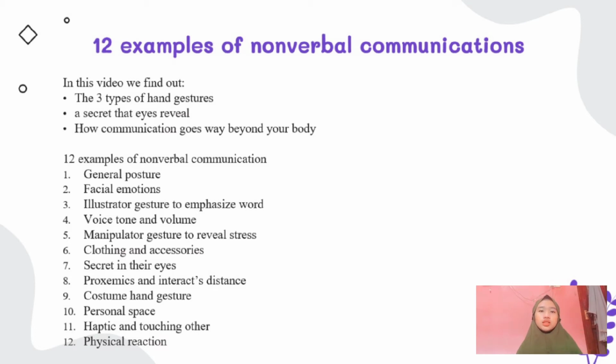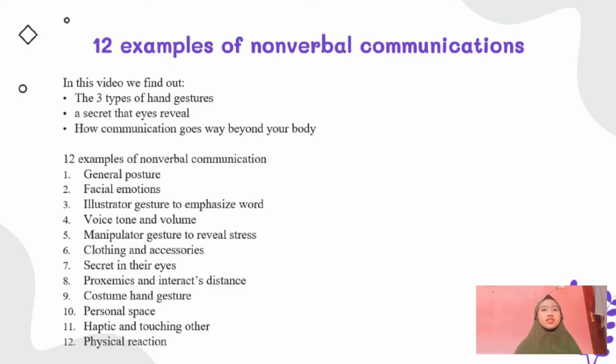9 is customs and hand gestures. A hand gesture is a sign given by certain cultures and people, such as the OK sign or raising a thumb, but not all cultures have the same sign meaning. 10 is personal space. Someone's personal space helps us make a guess about their character, and one of the most important clues that we can get is what they like.